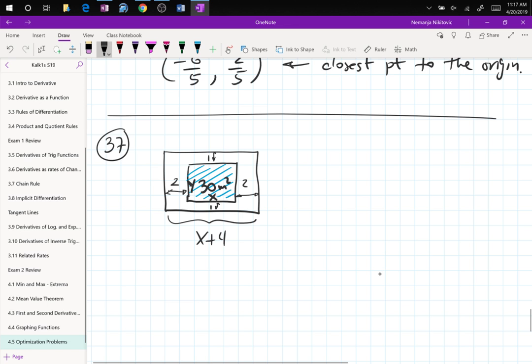And the height is what? Y plus 2. Y plus 2. Great. Because the height of the pool is y, and then you have 1 over here and 1 over here. So 1 plus y plus 1 is total of y plus 2. Perfect. So now we have our constraint equation. What is the constraint? xy equals 30. Yes. So xy equals 30. That's the area of the pool given in the middle.